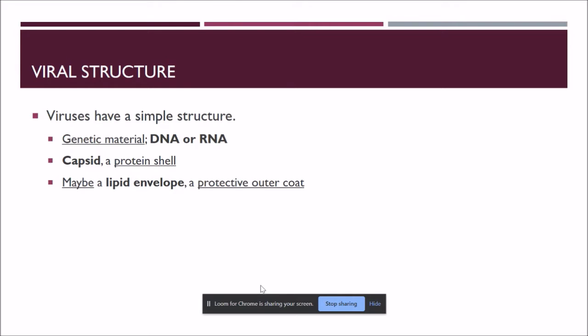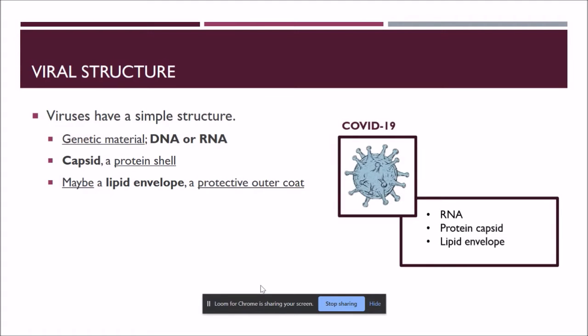Then some viruses have a lipid envelope, which is a protective outer coat. It's another layer of protection from the outside. COVID-19 in particular has its genetic material as RNA, a protein capsid, and a lipid envelope. So it has all three of these structures.